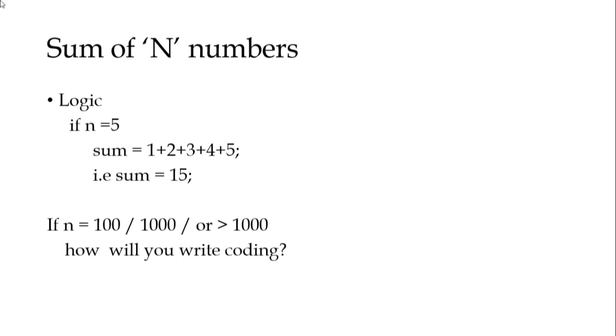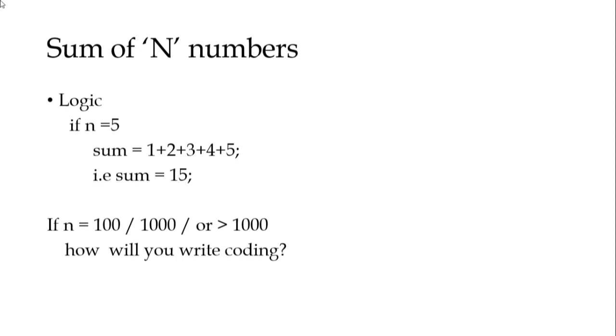Now, how will you write the code for this program? First, you will start a class, then within a main method, you will declare a variable n and also sum. Then sum is equal to 1 plus 2 plus 3 plus 4 plus 5. As the n value is 5, you will add the first 5 values and you will print System.out.println sum is equal to. Likewise, you will print the result.